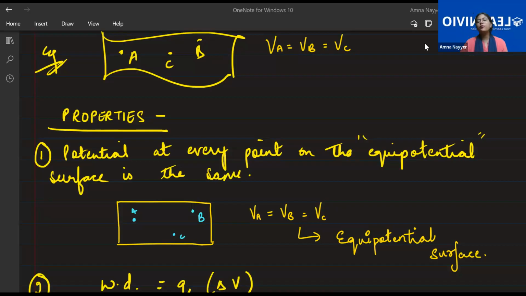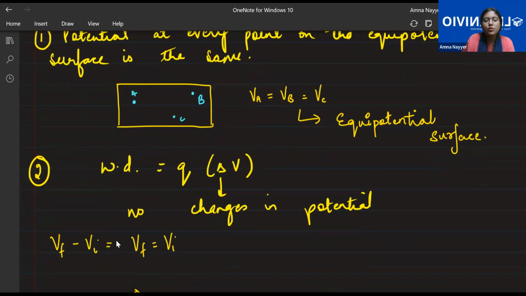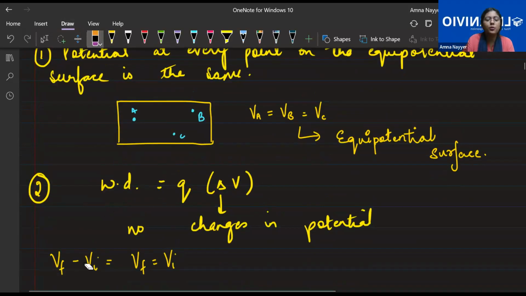See, class, in the equipotential surface, what did we study? That potential is remaining the same. If initial is the same, final is also the same, so there is no change. Like if I ask you to calculate, at one point I have 2 volt, at another point I have 2 volt. What's the change? Nothing. 2 minus 2, 0. So if there isn't any change in potential, because V final is equal to V initial, V final minus V initial will be 0.